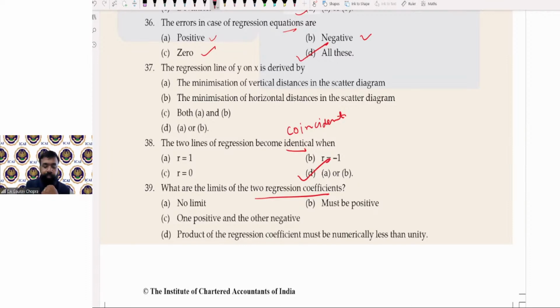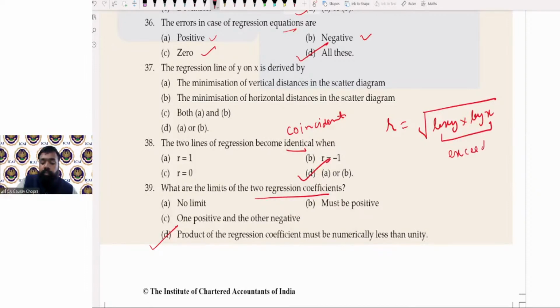What should be the limit? The limit is product of regression coefficients must be numerically less than unity. Because हमें पता है r कैसे आता है, it is geometric mean of bxy and byx। तो अगर इन दोनों का प्रोडक्ट, अगर ये 1 से एक्सीड करता है तो इसका रूट भी 1 से एक्सीड करेगा। अगर वो 1 से एक्सीड किया, that means r will also exceed 1, which is not possible.